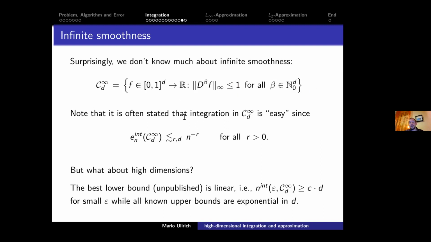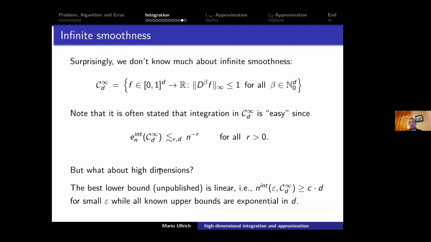So note that this is often stated as a very easy problem to integrate functions from this class. Why? Because the worst case error in this class decays like n to the minus r for an arbitrary r. So you have infinite smoothness, so you even get an infinite order of convergence. So you know that the order of convergence is perfect. We don't know much about these constants.